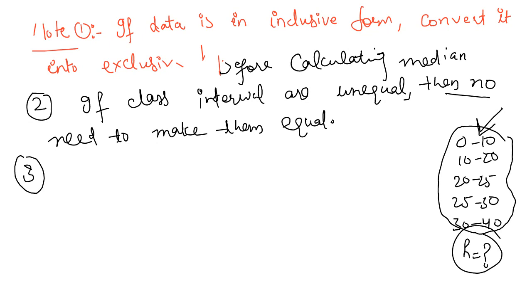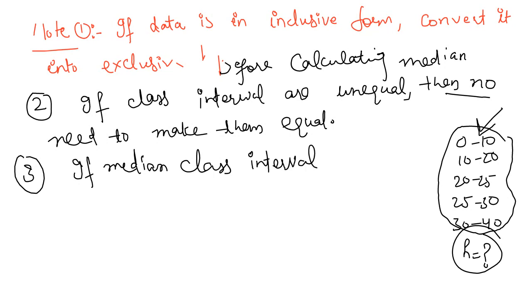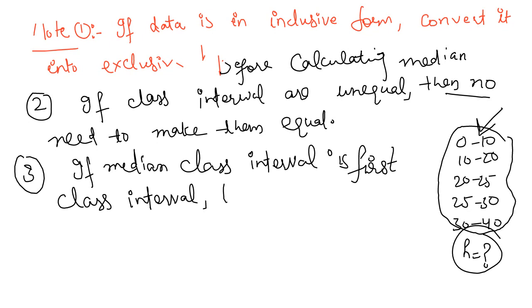And third point that is important, if median class interval is first class interval, take C dot F is equal to 0 in the formulas.